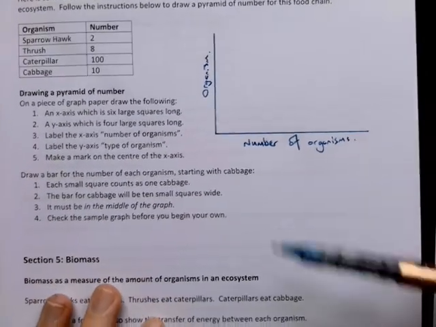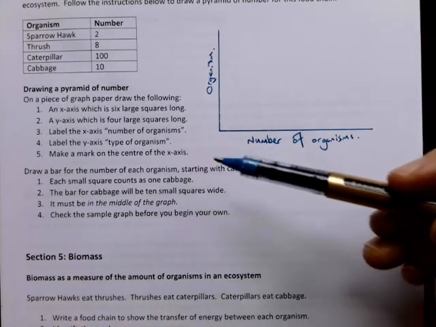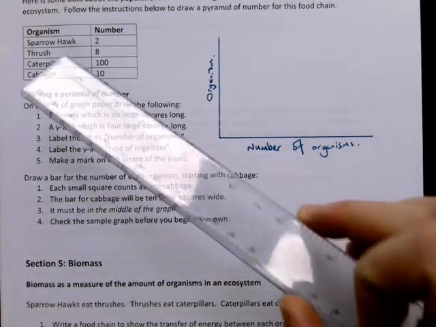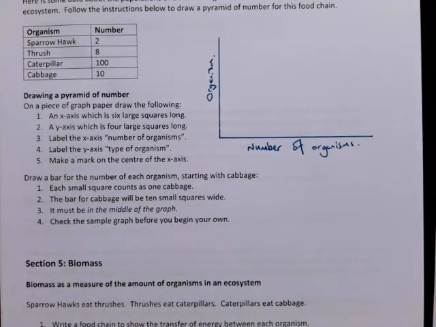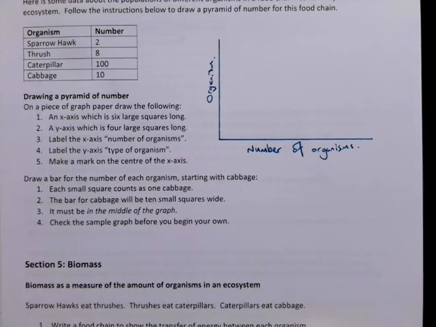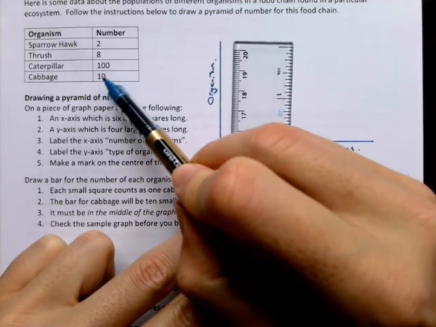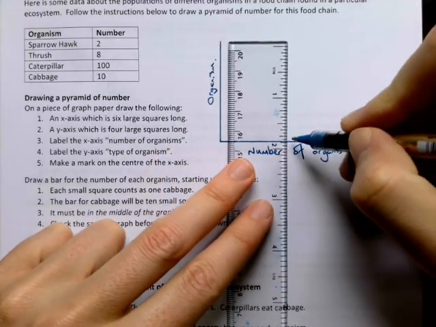So it was this very straightforward homework where all you needed to do was draw a sketch of the pyramid of number represented by this data here. Okay, and I had a look at your answers and it looks like most of you have done a pretty good job on this. So we start at the bottom with 10 cabbages.